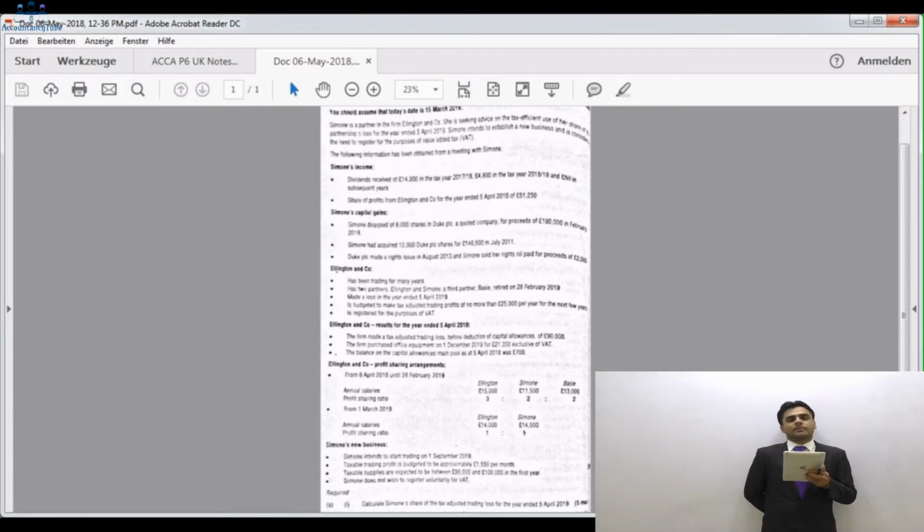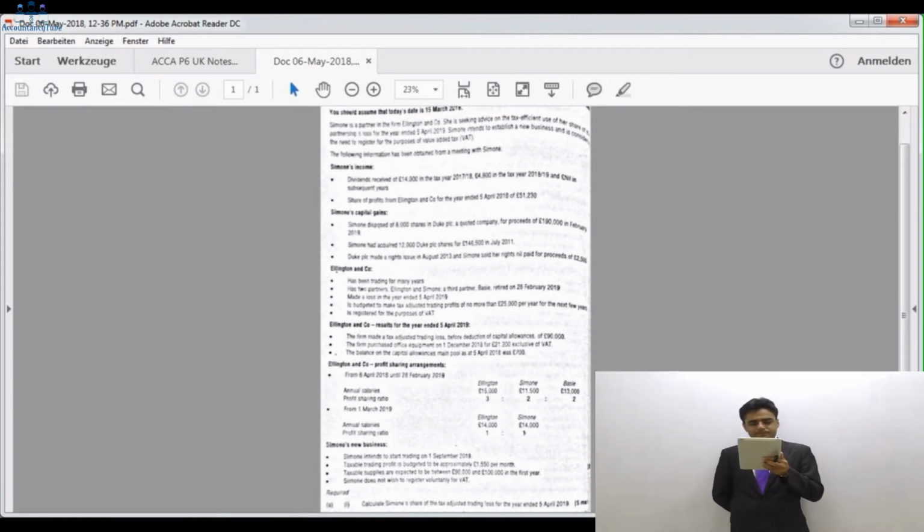Now we know that when it is a trading profit, we deduct the capital allowance out of that, which will reduce our trading profit. So we will pay less tax. Now, because it is a loss already, when we deduct the capital allowance out of it, it will increase our loss, right? I hope that it is so obvious. The firm purchased office equipment on 1st of December 2018 for £21,200 exclusive of VAT. Now this information is given to us for the purposes of capital allowance.